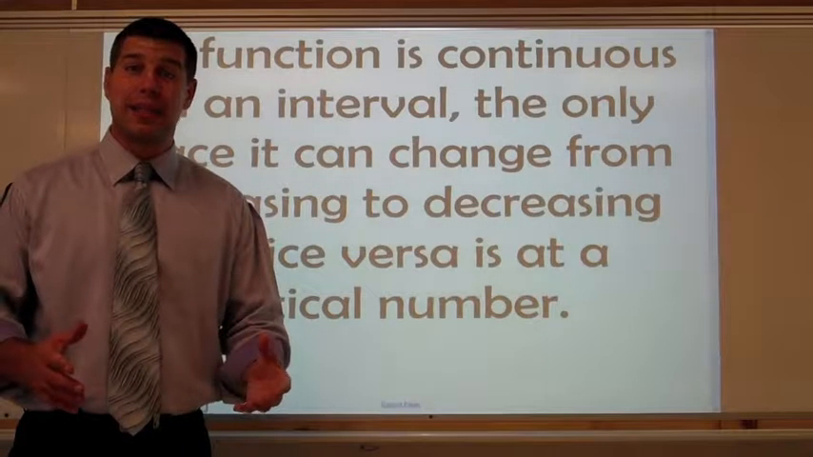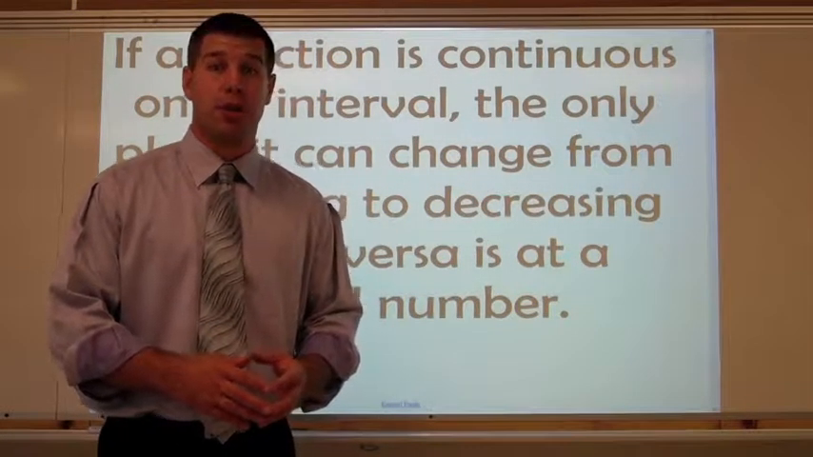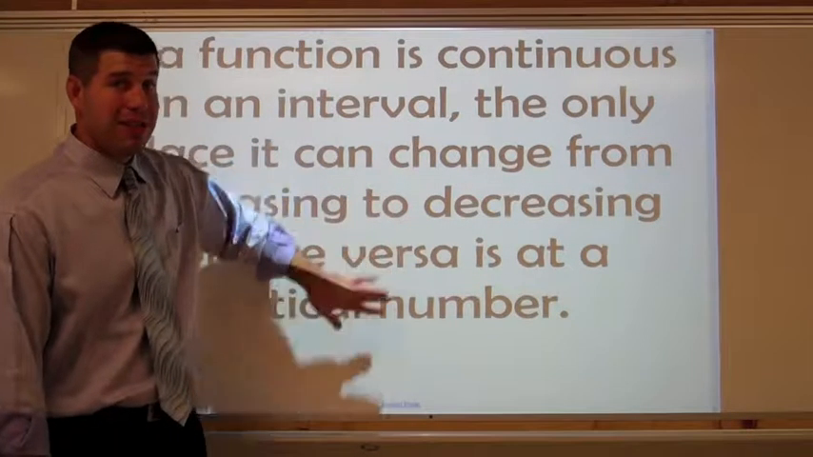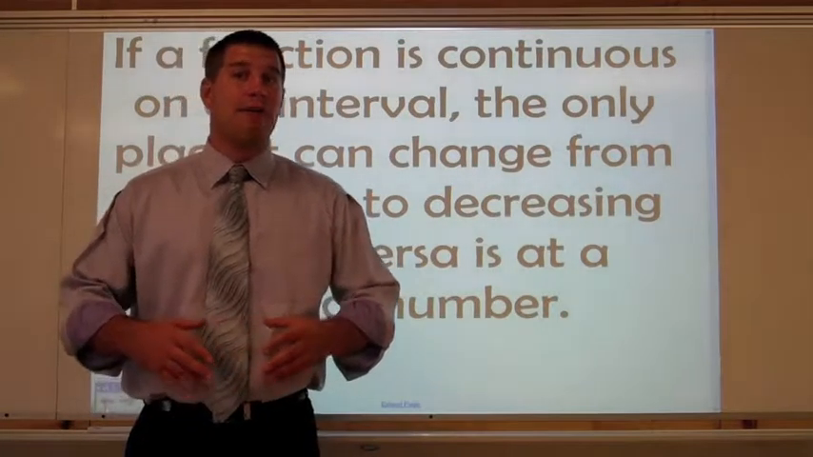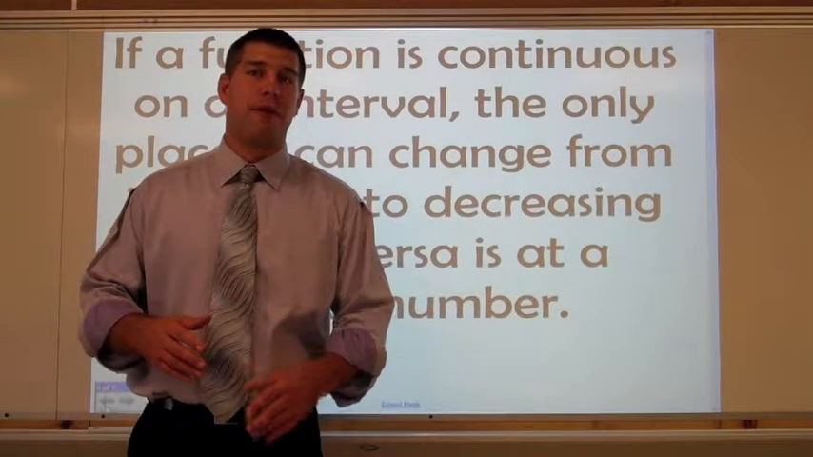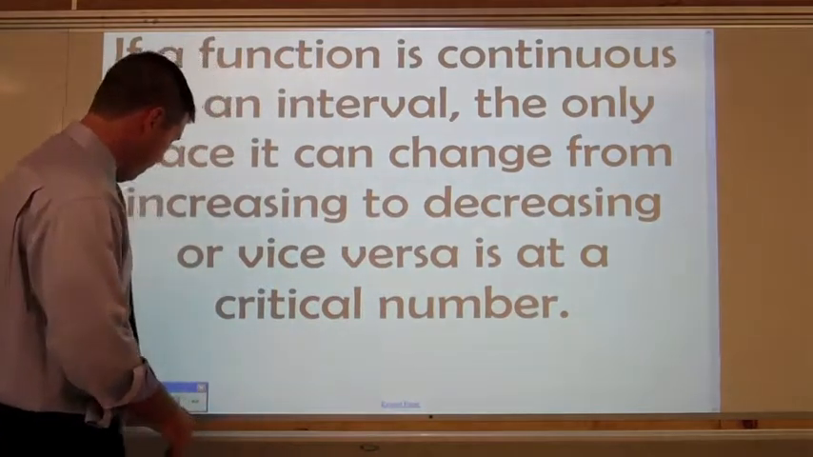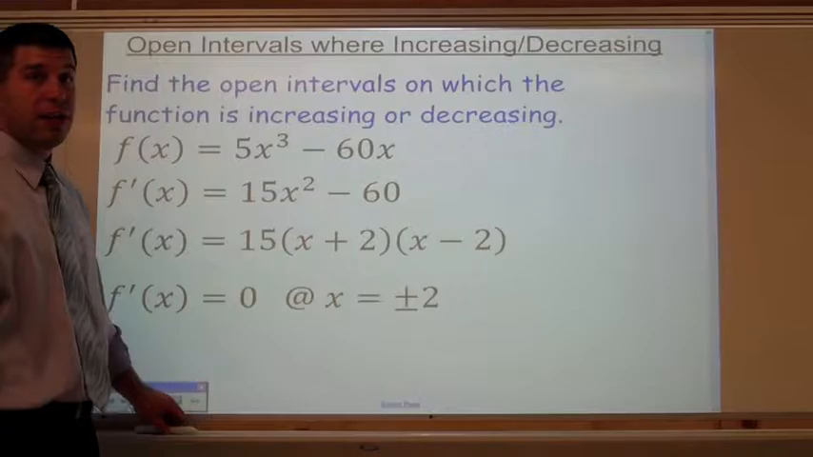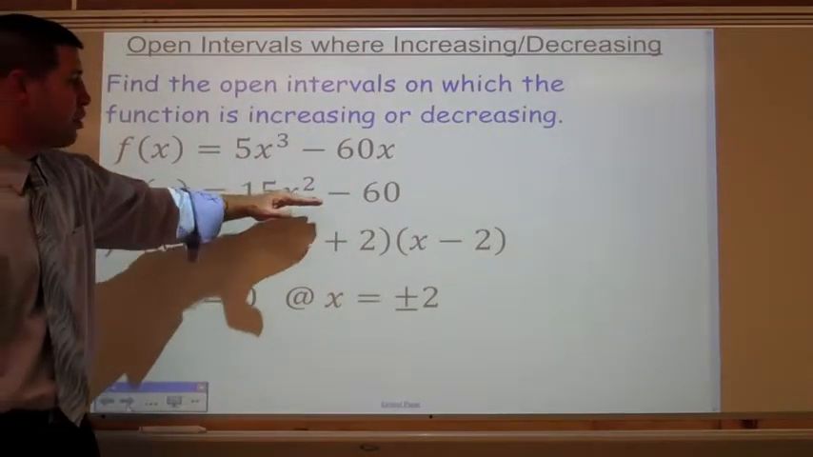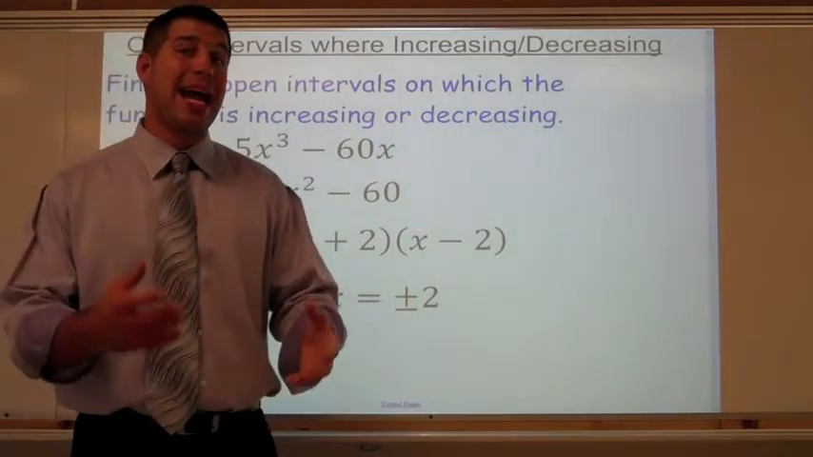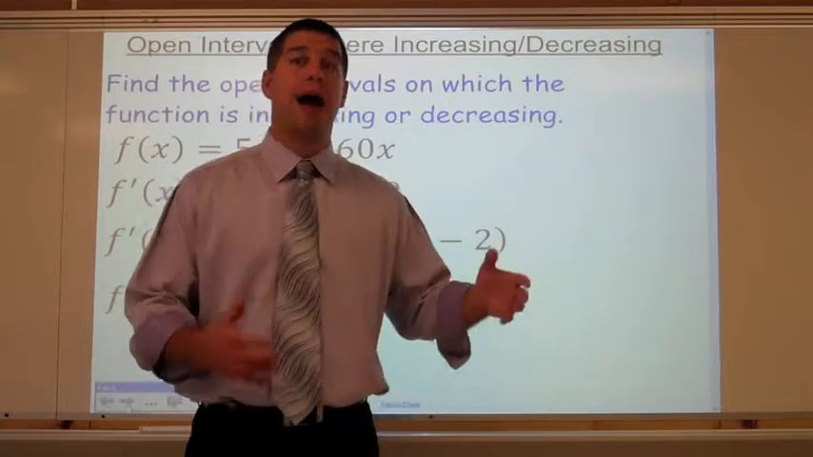The only place a function can change from increasing to decreasing is at its critical numbers. So the first thing we want to do is use this idea and find critical numbers. Critical numbers are defined as values of x where the derivative of the function is either 0 or undefined. So the first thing we do to find open intervals of increasing or decreasing is derive the function. 15x squared minus 60. Then we want to take that derivative and set it equal to 0 to find where it equals 0 and find where it's undefined.